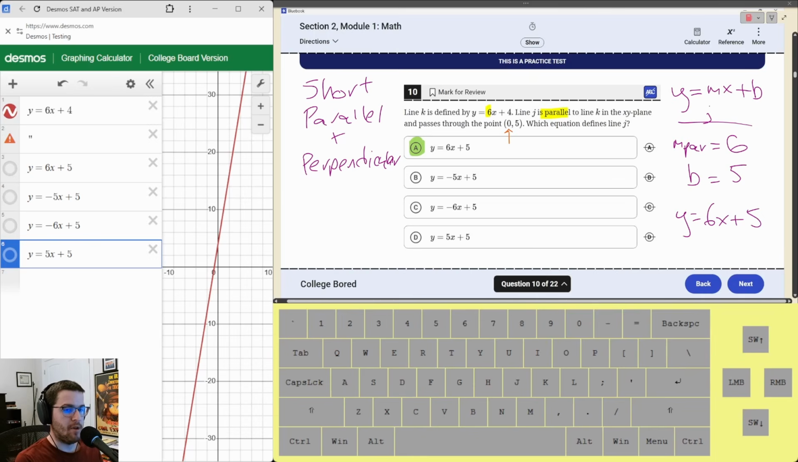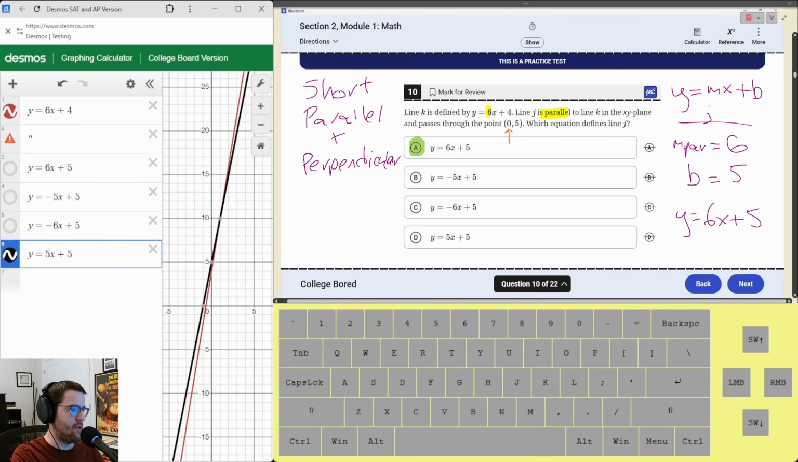Okay, so this is a little crummy on my vertical version of Desmos here. It'll look nicer on yours, right? It's just for the recording. So I just typed in everything, typed in the original line, line K, and we're going to try to eyeball it. So, okay, kind of hard to tell, but those are not parallel.